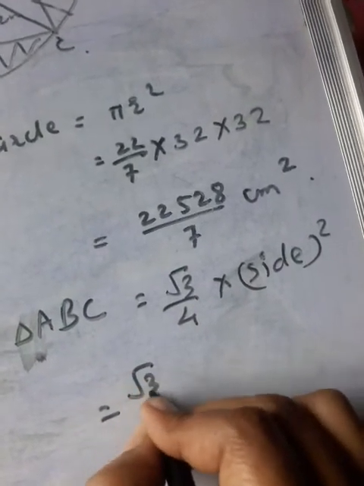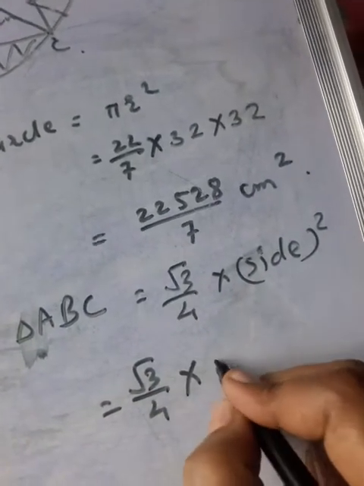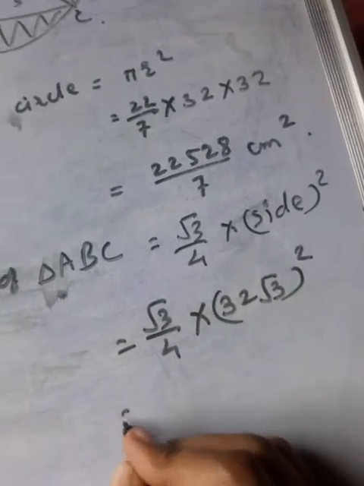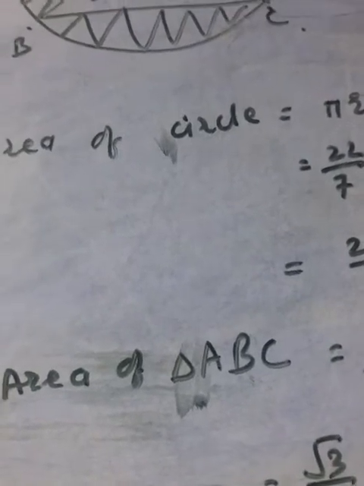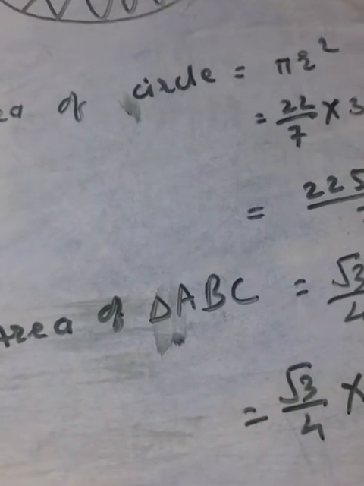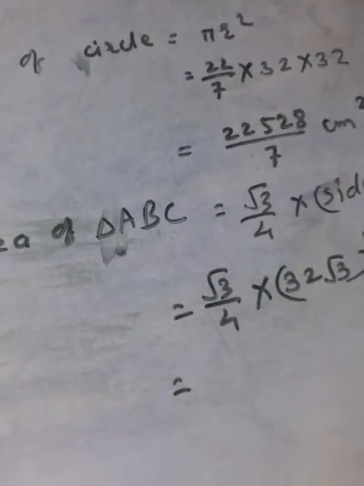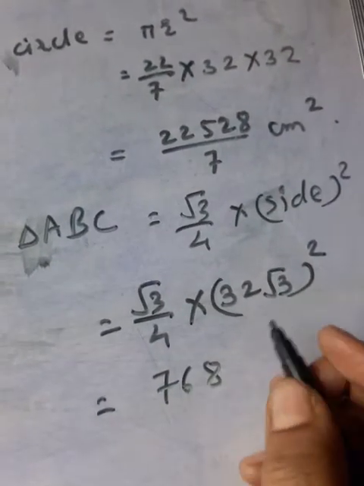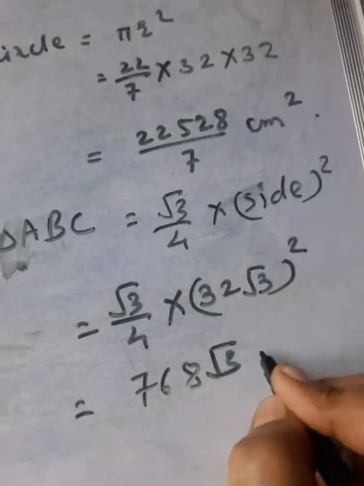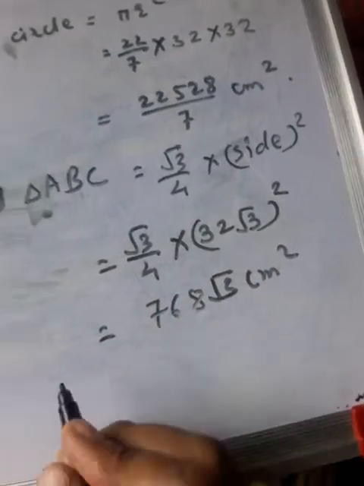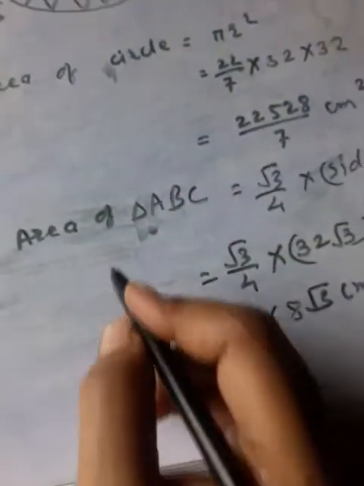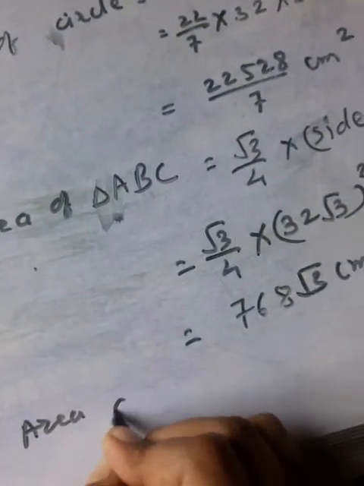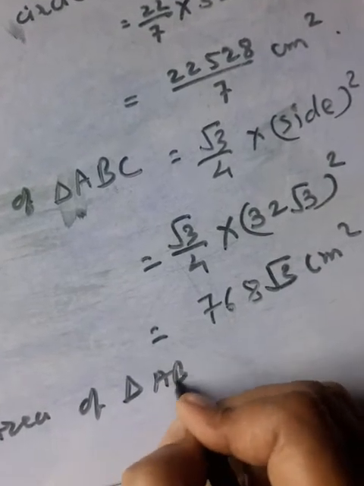So root 3 by 4 into the side, 32 root 3, squared. Calculate it and find the area of the equilateral triangle. After calculation, the area is 768 root 3 centimeter square. Now find the area of the design.